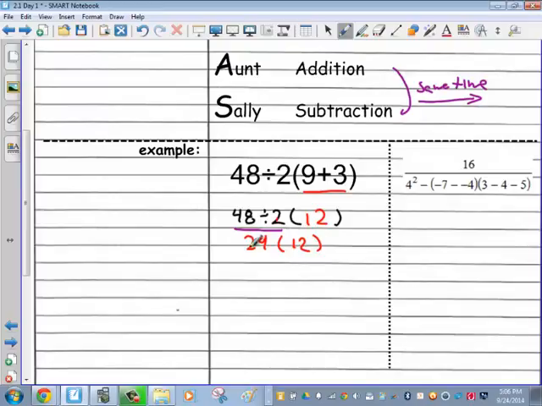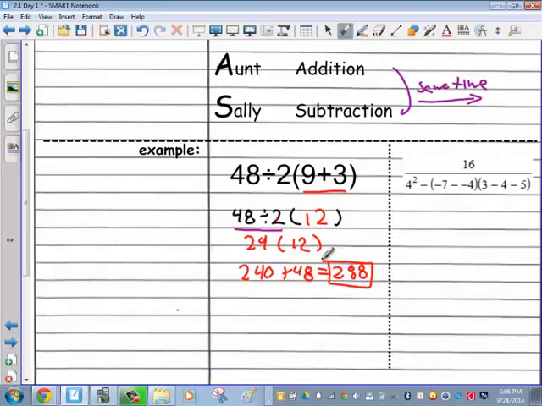24 times 12: 2 times 10, so 20, that's 240 for this one, and then 4 times 12 is 48, plus 48. I'm just trying to do this in my head. I guess 288. So my final solution is 288 when I do this problem right here.